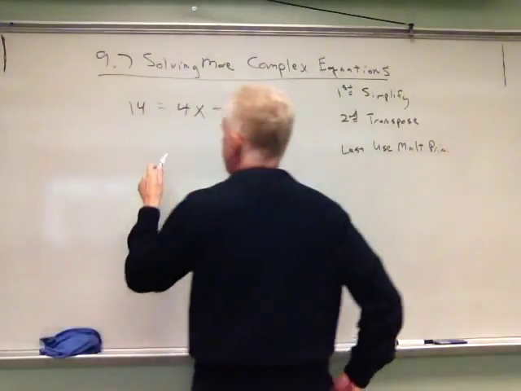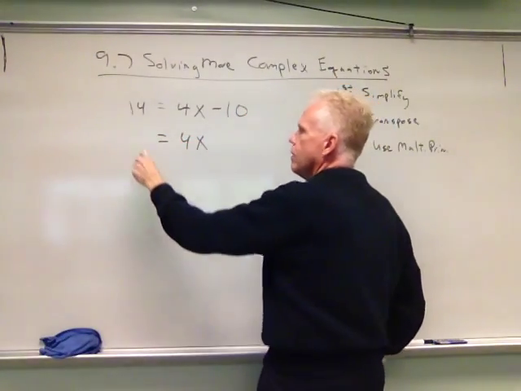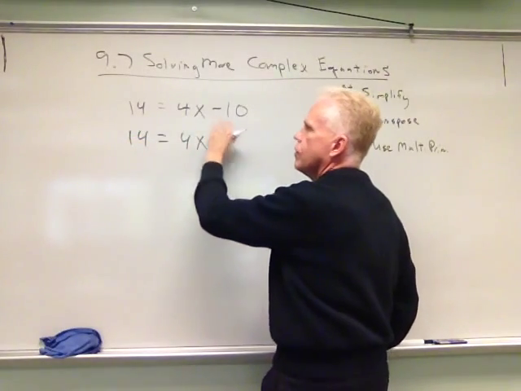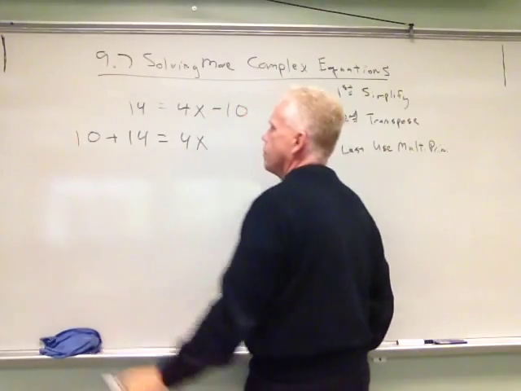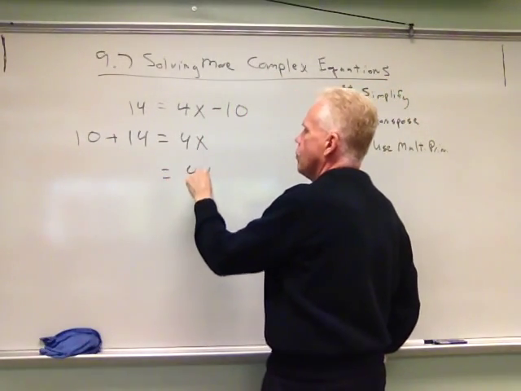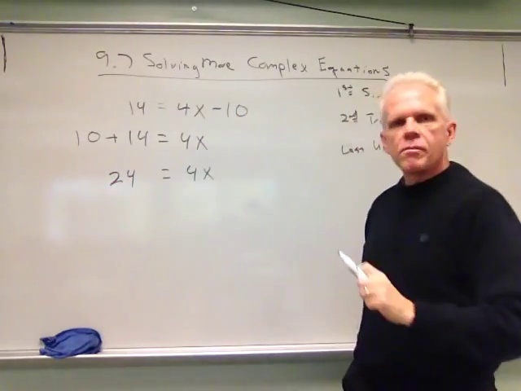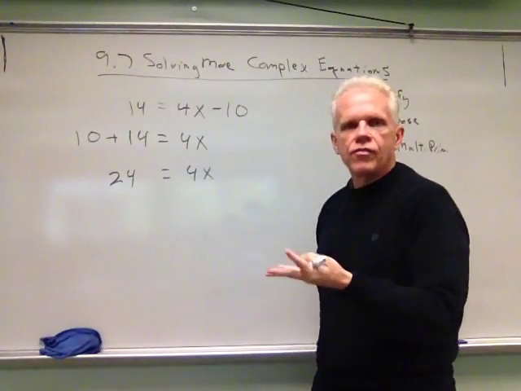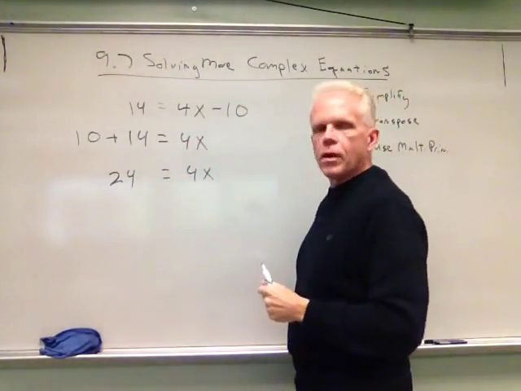So I will transpose. I'll leave the 4x alone. I'll leave the 14 alone. I'll transpose the negative 10 over here, and it'll be a positive 10. Now I'm going to go ahead and work that out, and I have 4x over here, and I have 24 over here. Now remember, it doesn't matter if the x is on the left or the right. It's good either way. And at this point right here, I've done my transposing.